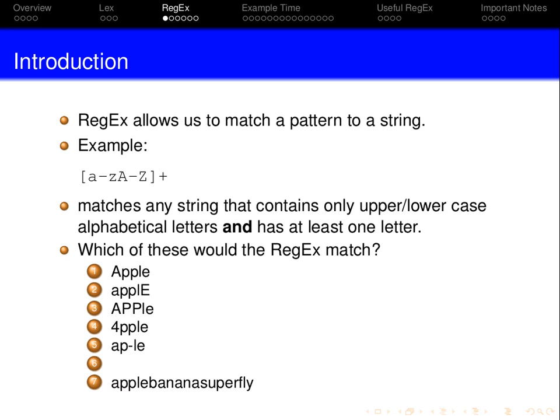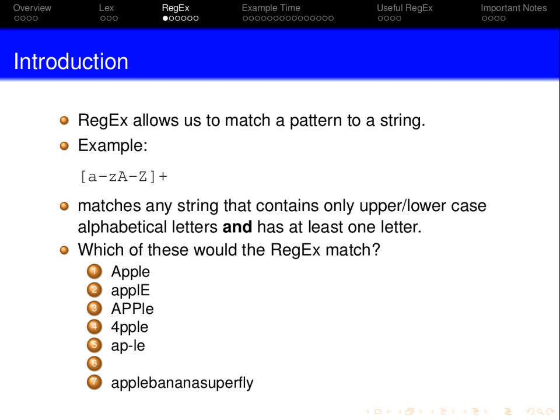Regex allows us to match a pattern to a string. For example, notice that this one has the square brackets. Whenever you see square brackets, it says it needs to match at least one character listed in here. So lowercase a to z or uppercase A to Z. So it needs to match at least one of those. And the plus means it needs to match one or more. So, for example, apple would match because those are all letters.